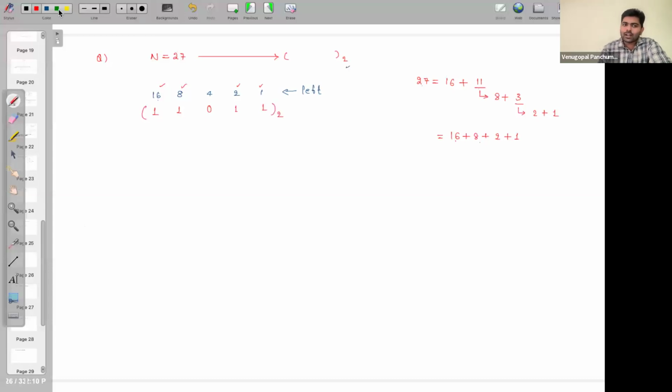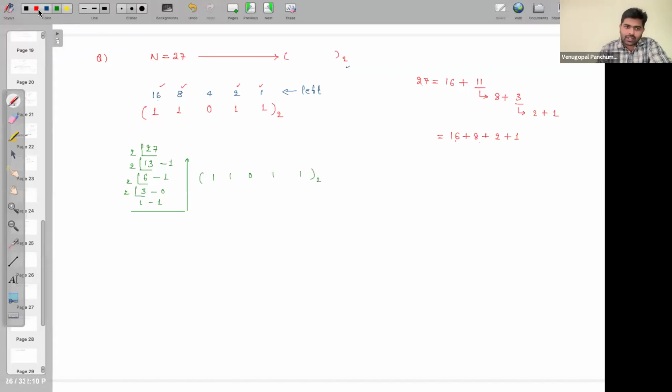Now if you want, let us do the cross checking. So let us take 27 and divide by 2. How many times will it go? 13 times. The remainder is 1. Now 2 sixes are 12. Remainder is 1. 2 threes are 6. Remainder is 0. Then 1 twos are 2 and the remainder is 1. Now when you write all this in the reverse order, what are you getting? 1 1 0 1 1. Same thing only, na?